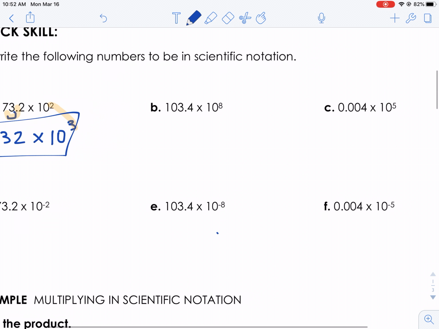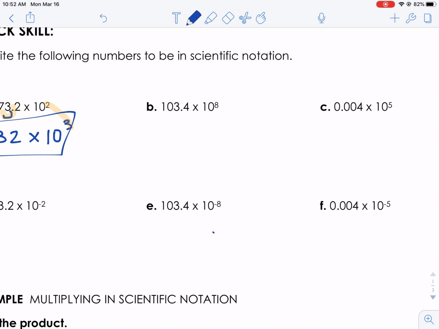Okay, let's look at another one. For B, we have 103.4. In scientific notation, we have to have our decimal right after the first number. So we would have 1.034. From 103 to 1.03, our number is getting smaller by 2 spots, which means our exponent needs to get bigger by 2. So this would become a 10.